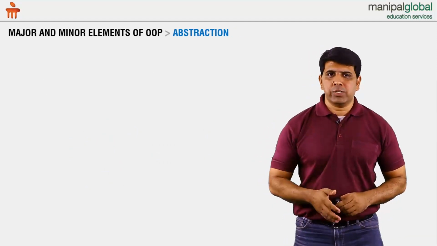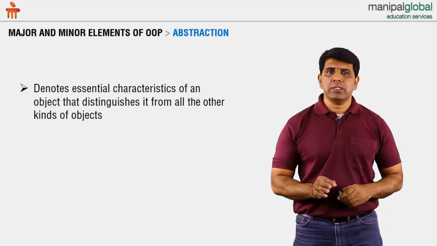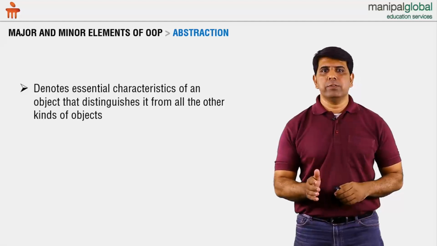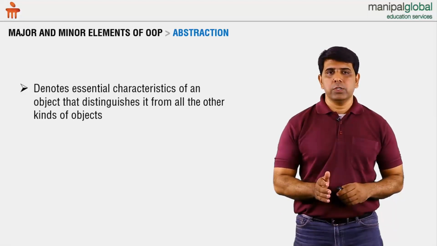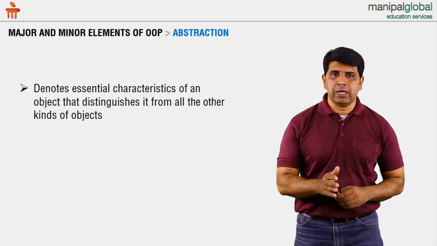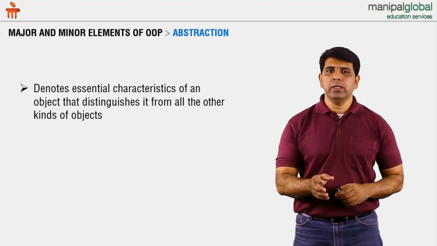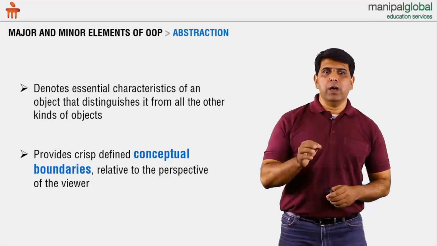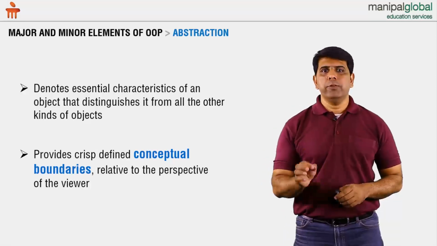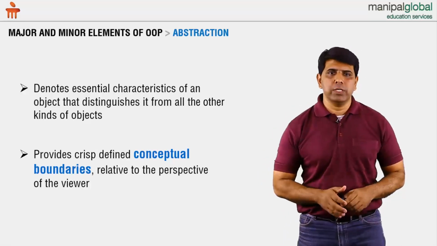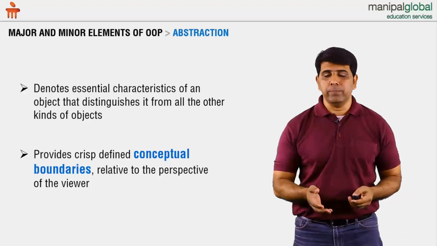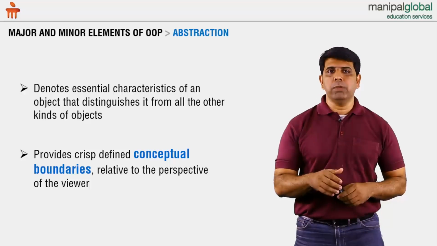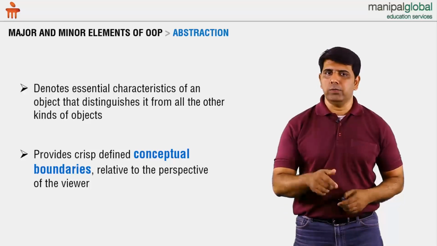Let's look at abstraction. Abstraction denotes the essential characteristics of an object that distinguish it from other kinds of objects. So you know the difference between a car and a bike. Why? The features of a car are different than the features of a bike. Now it provides crisp, defined conceptual boundaries related to the perspective of the viewer. What do you mean by that? The same object can be looked at by 2 different people in 2 different ways.